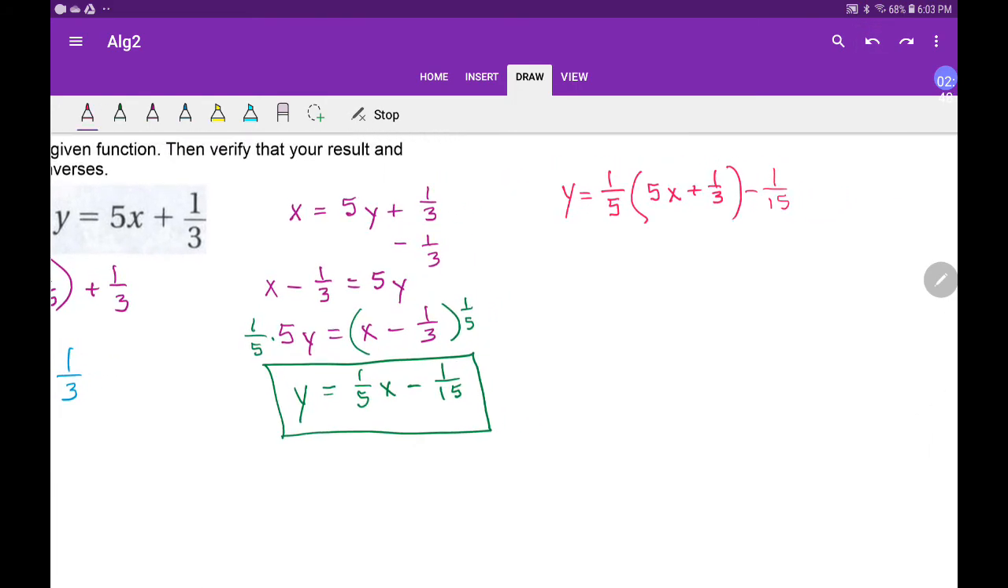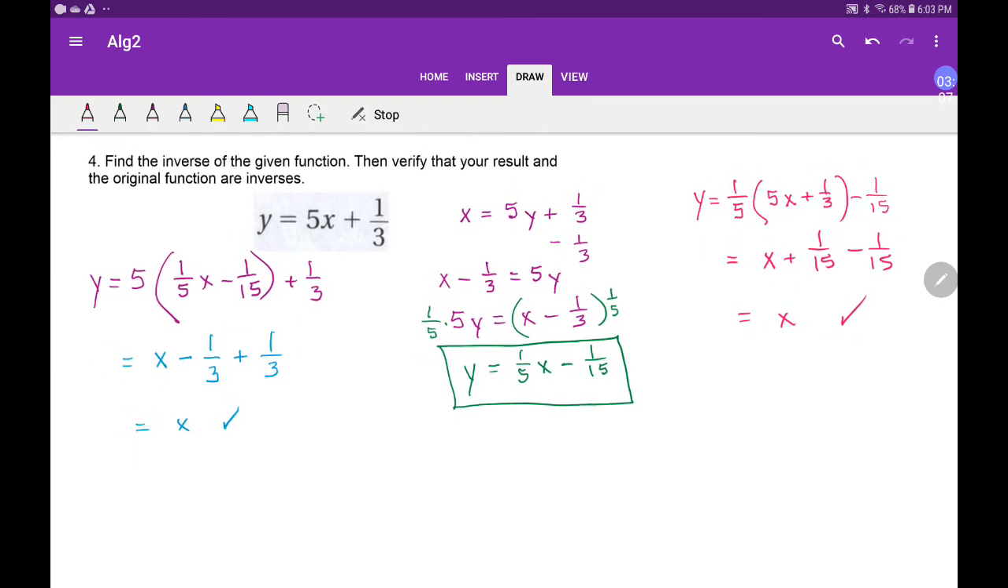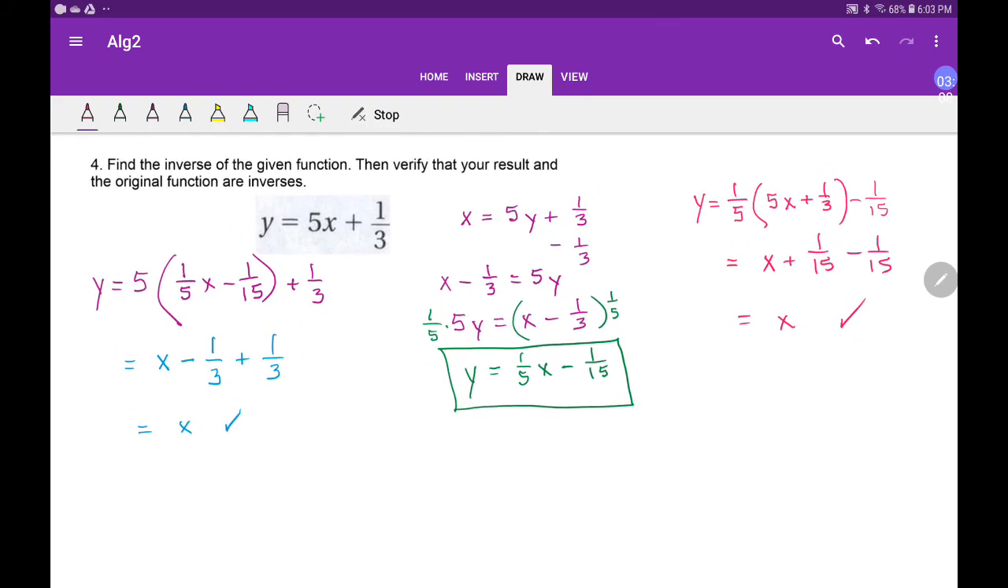And let's see what we get. 1/5 times 5 is 1, so I just get x. 1/5 times 1/3 is 1 over 15. I'm subtracting 1 over 15 also, so it's equal to x. And that checks out as well. So they are inverses of each other, because when you use them on each other, they give x. All right.